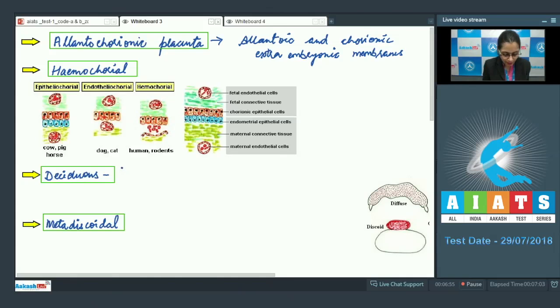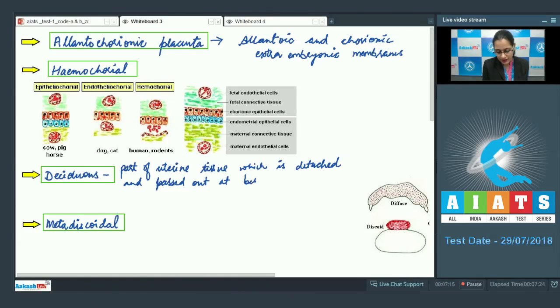Deciduous is a part of uterine tissue which is detached and passed out at birth. And this type of placenta is known as deciduous placenta.